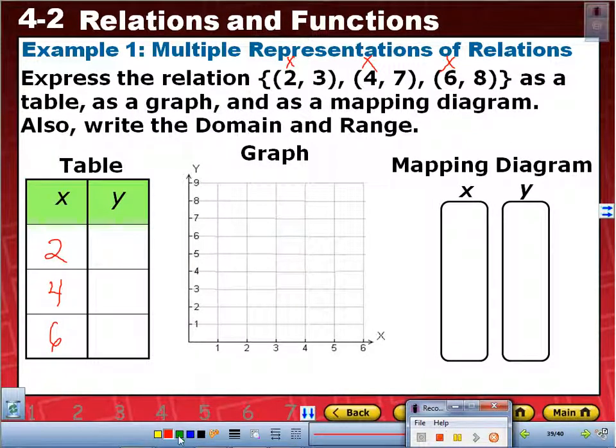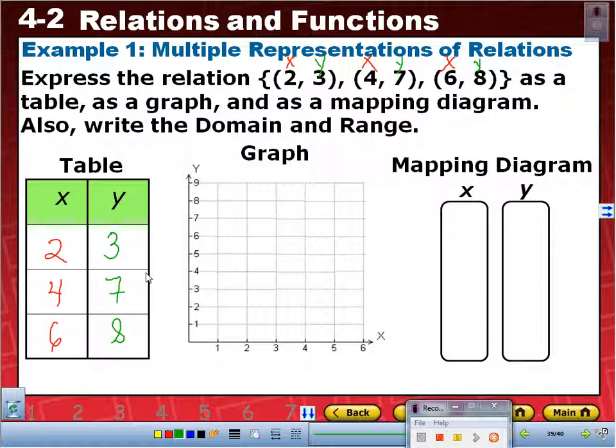Next, identify the y values. This is y, this is y, and this is y. So therefore you fill those in here. This is 3, 7, and 8. Okay? And right there, we're done with that part. If they just ask you for the table, at that point you will be done. That's it for that part.